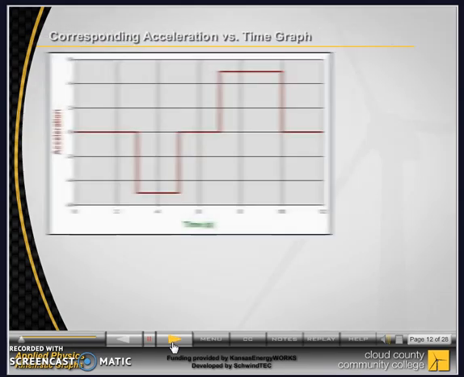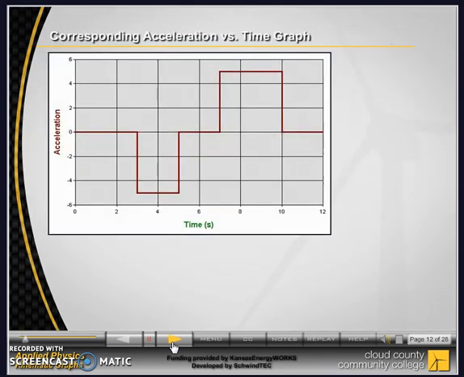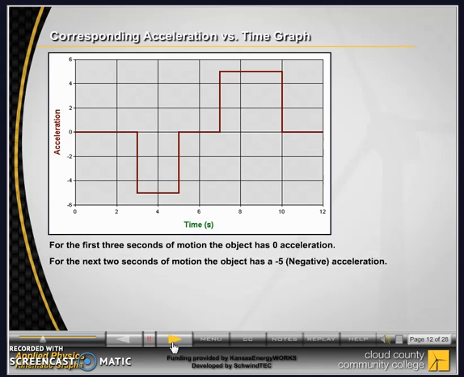Can you make a statement about this graph? The motion of the object described by the graph is as follows. The first 3 seconds of motion, the object has 0 acceleration. For the next 2 seconds of motion, the object has -5 acceleration.